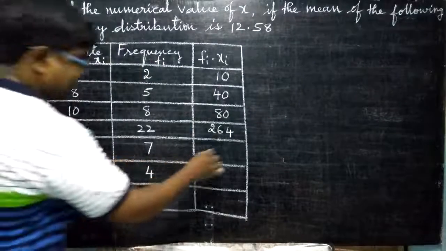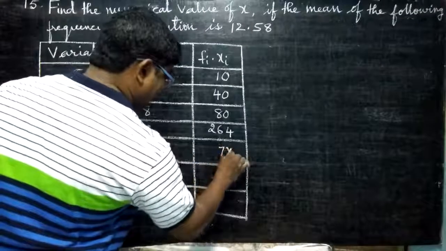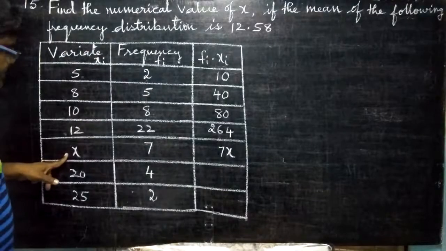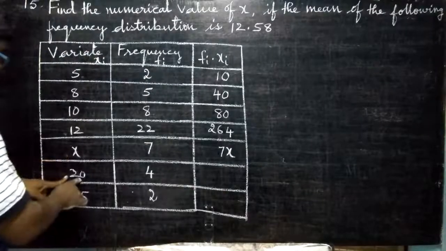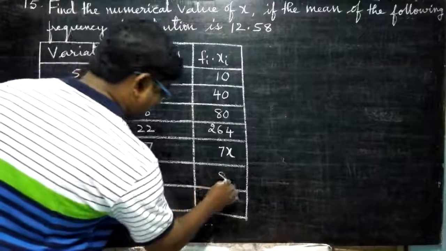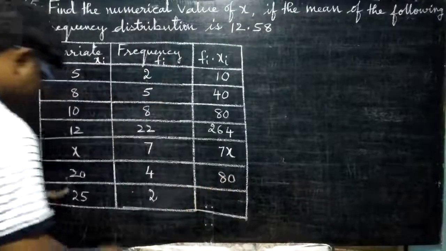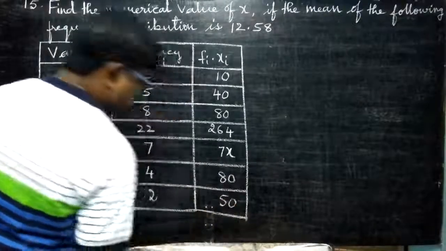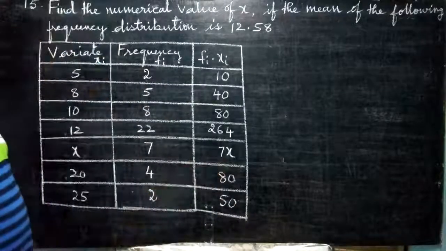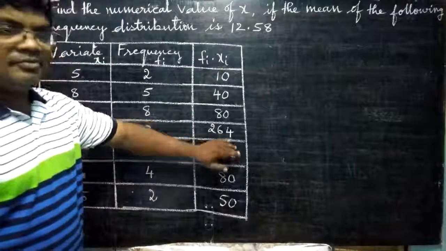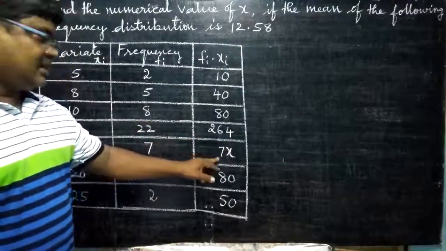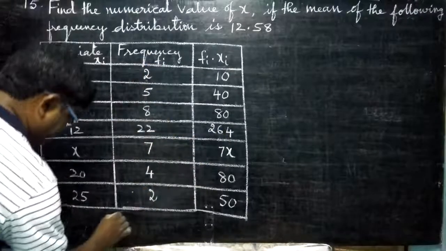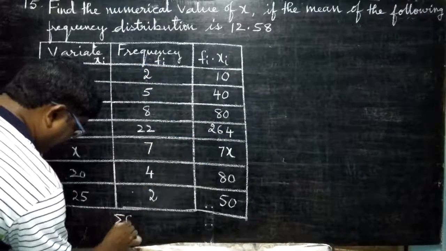x into 7, 7x. 7 into x, 7x. Don't write x 7, meaningless. Next, 24 sevens are 80. Next, 25 twos are 50. This is the unknown, so don't add. We don't know the perfect number. 7 into how much, we don't know. So here add sigma fi.